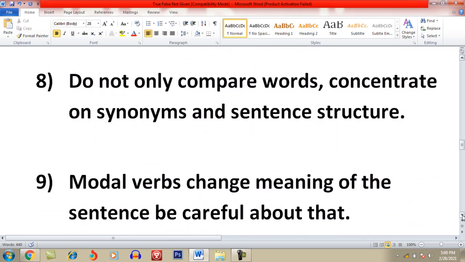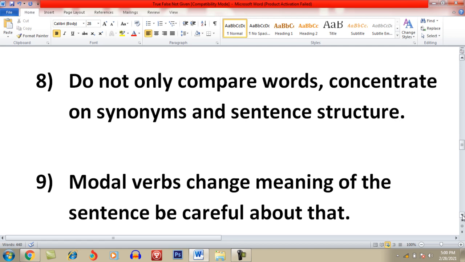Do not only compare words, concentrate on synonyms and sentence structure. This means whenever you are dealing with true, false and not given, do not compare words of the question with words of the paragraph. Try to concentrate on synonyms and sentence structure.